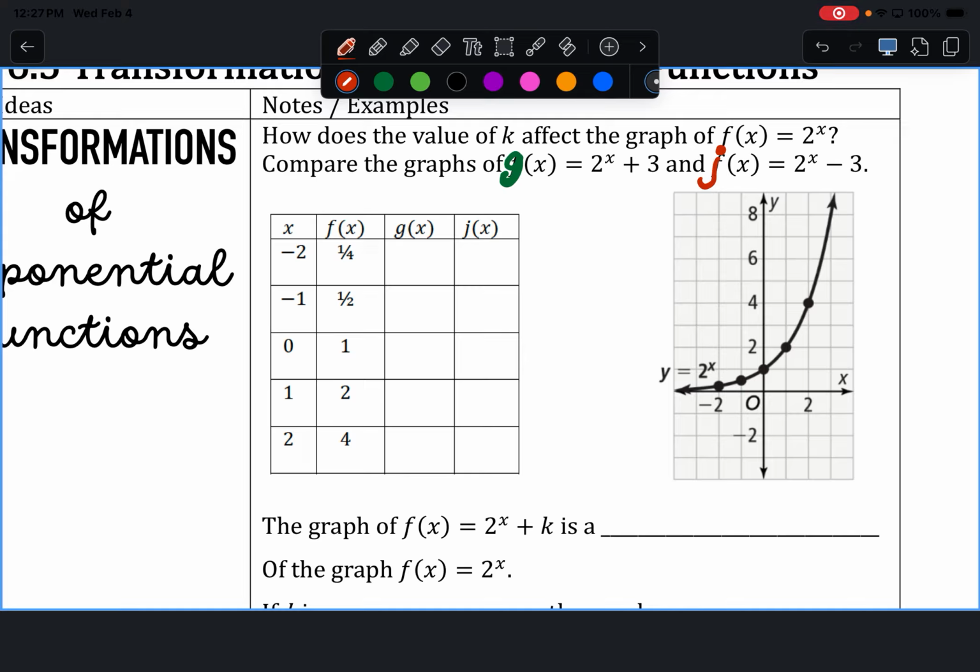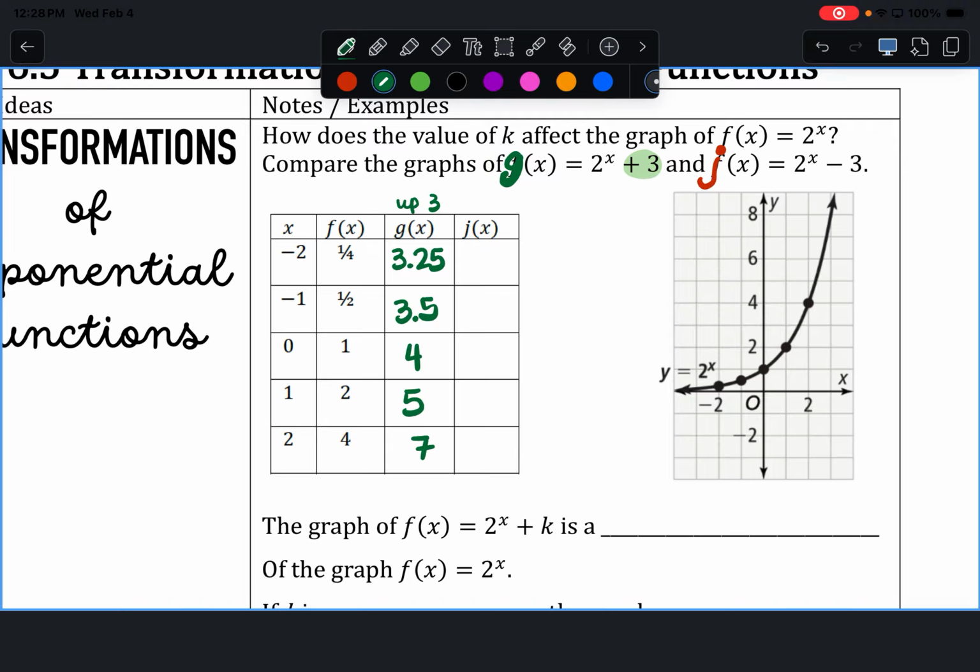Okay, g, what is happening in the equation for g with that plus 3? It's getting moved up 3, okay? So essentially what's happening is we're taking the value of f of x and adding 3. What is 1/4 plus 3? 3 1/4, which is the same as 3.25. Okay, what is 1/2 plus 3? Okay, what is 1 plus 3? 4. What is 2 plus 3? What is 4 plus 3?